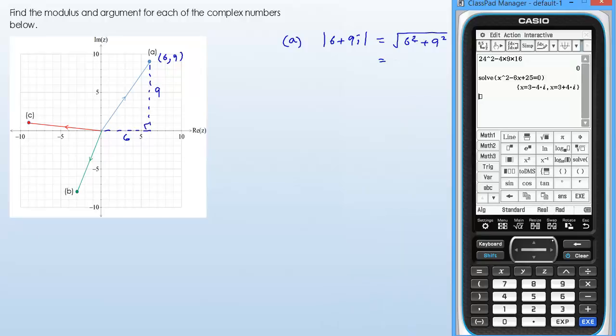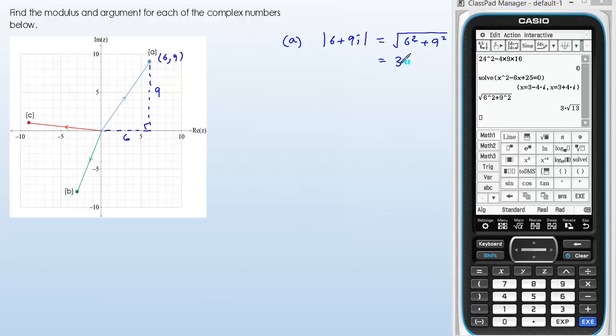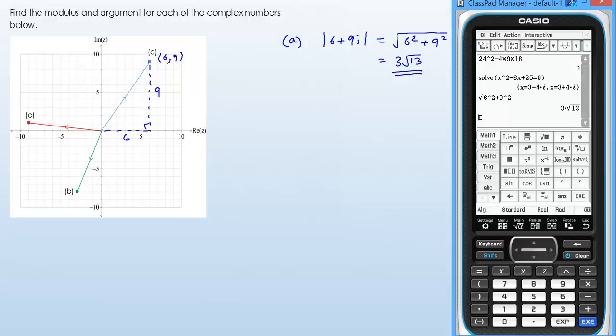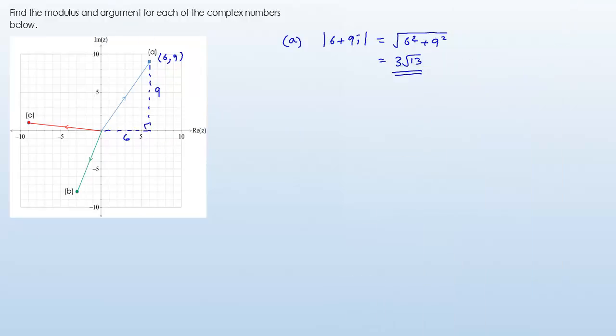Just bring the calculator back in. And square root of 6 squared plus 9 squared gives me 3 root 13. Now the argument is the angle from the positive real axis. So it's this angle here.